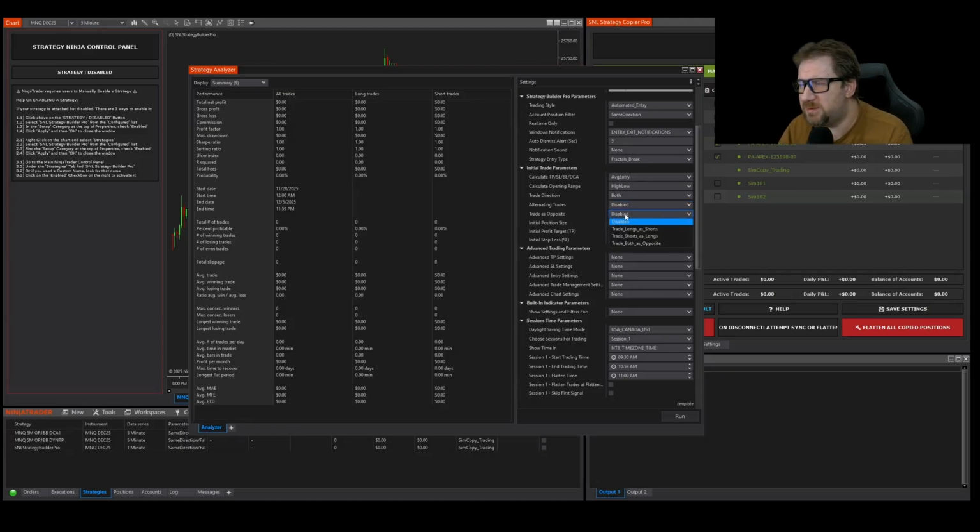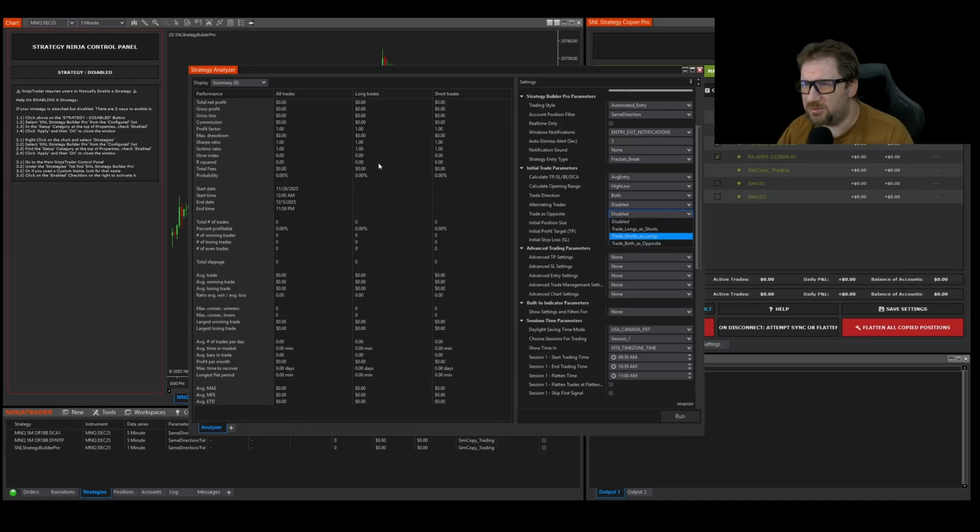Trade is opposite. So this is really simple. If you get a long signal, it'll trade it as a short signal. If you get a short signal, it'll trade it as a long signal. Either one's an option. If you have a strategy that does really well on longs and does really bad on shorts, you can try to trade it as the opposites. For example, longs do really well, right? Shorts do really bad. So you're like, okay, let's trade shorts as longs.